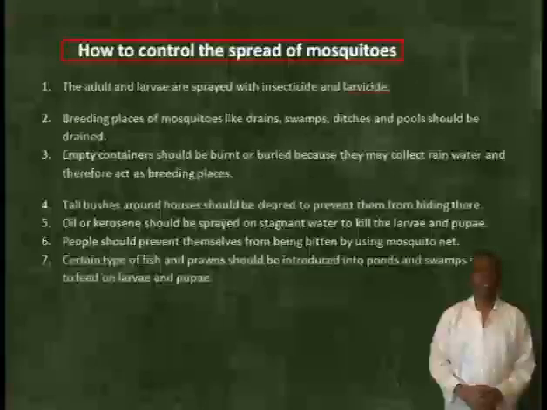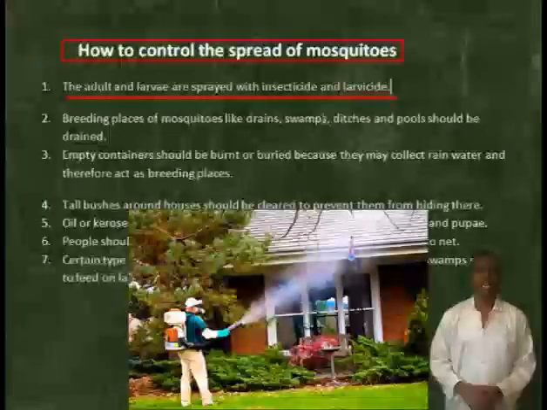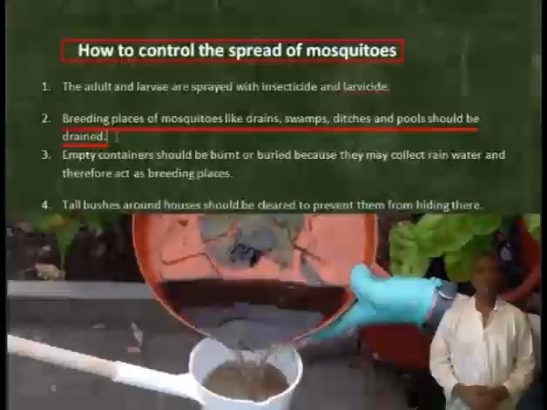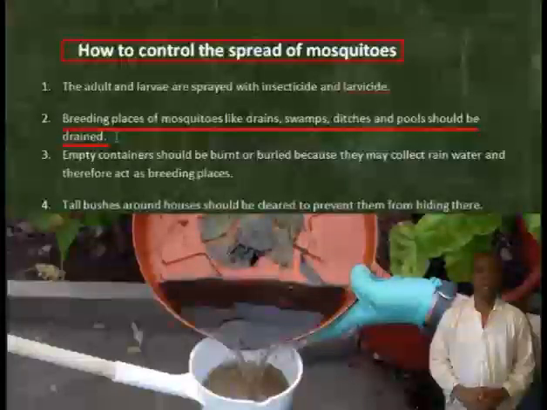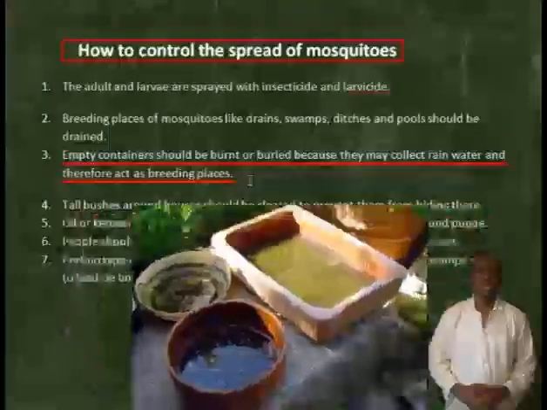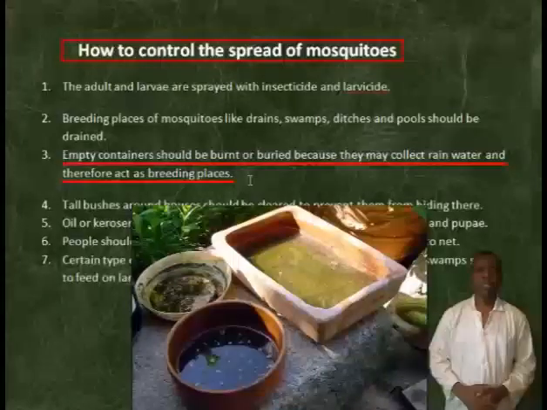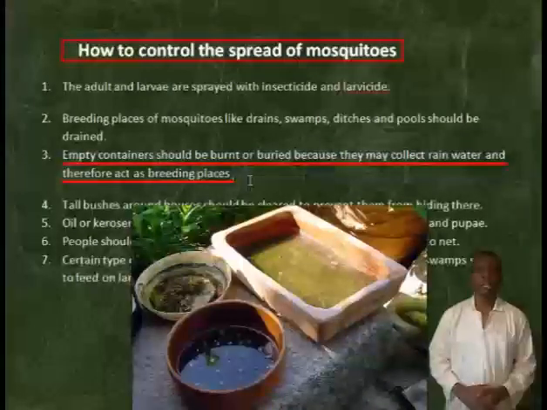How to control the spread of mosquitoes? The adults and larvae are sprayed with insecticides and larvicides. Breeding places of mosquitoes like drains, swamps, ditches, and pools should be drained. Empty containers should be burnt or buried because they may collect rainwater and therefore act as breeding places.